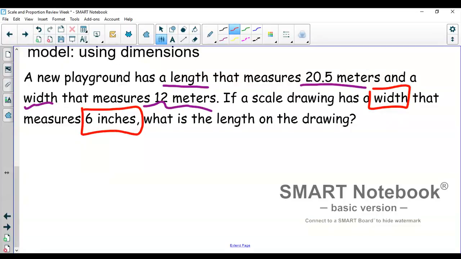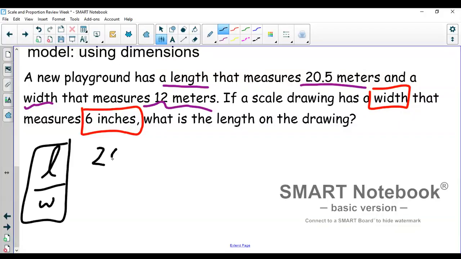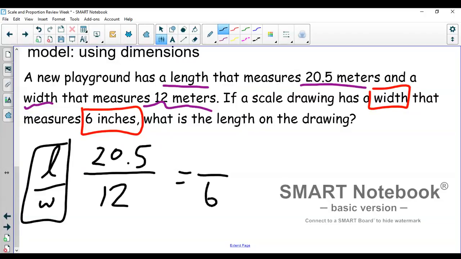So your ratio could be scale and actual, or model and actual, or playground and scale, whatever you want to call it. What we know is that the original length, and I'm going to use length and width, the original length was 20.5 meters. The original width was 12 meters. We know that. It tells us that in the first sentence. We also know the scale drawing has a width of 6. Oh, we're keeping track of the width down here.